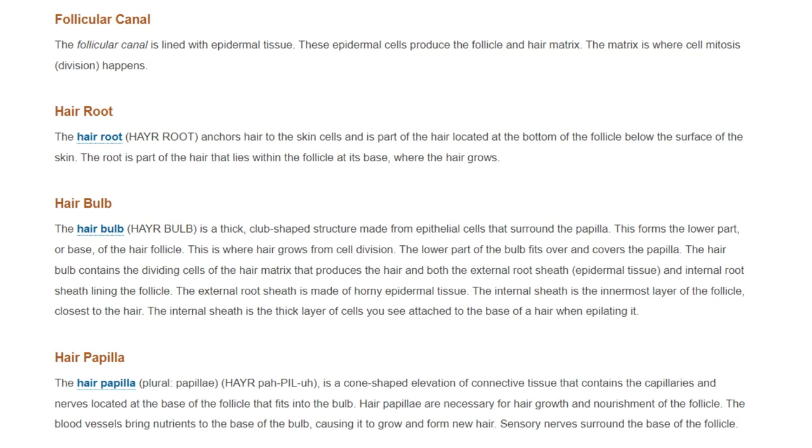The hair papilla, plural, papillae, is a cone-shaped elevation of connective tissue that contains the capillaries and nerves located at the base of the follicle that fits into the bulb. Hair papillae are necessary for hair growth and nourishment of the follicle. The blood vessels bring nutrients to the base of the bulb, causing it to grow and form new hair. Sensory nerves surround the base of the follicle.